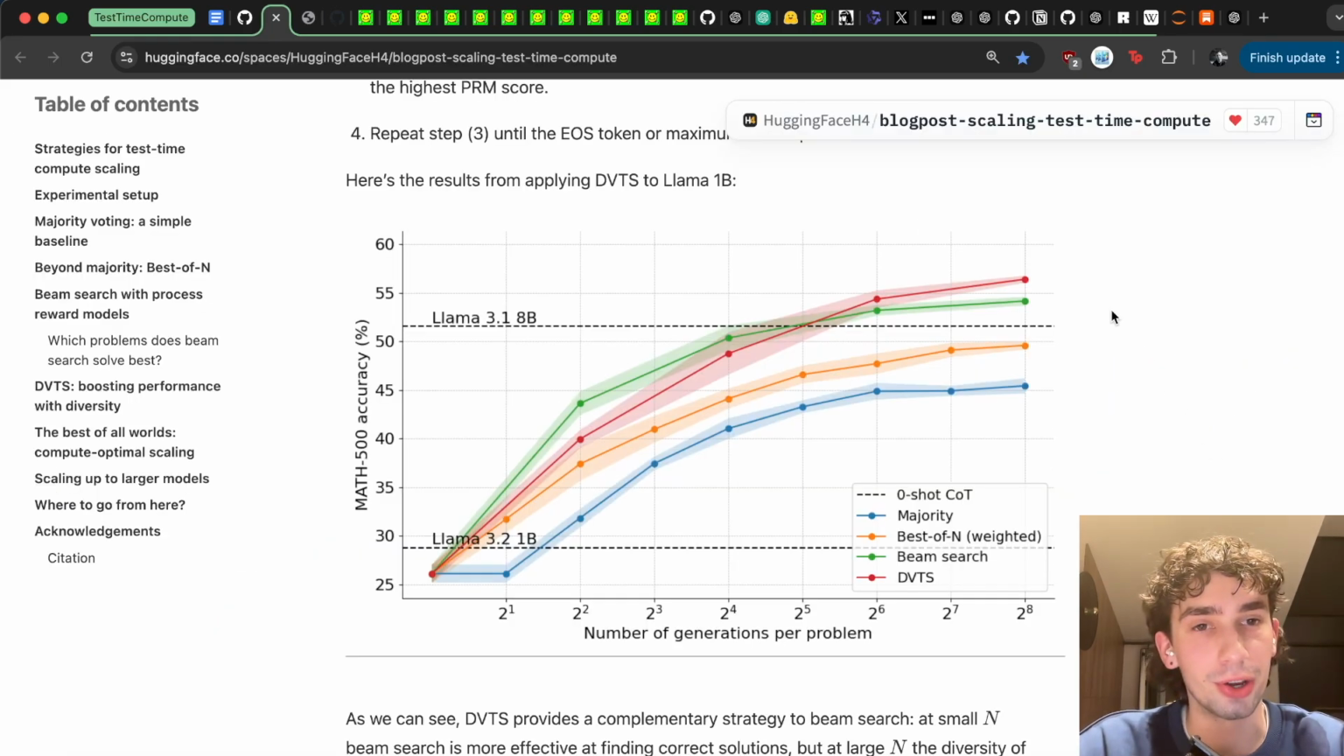And thus show that at even higher compute budgets, we can push above our regular beam search in terms of performance here.